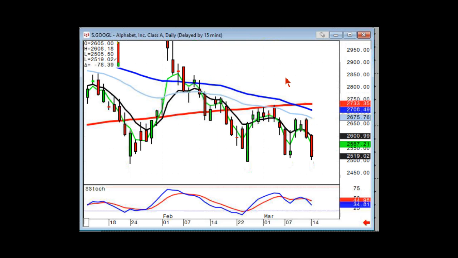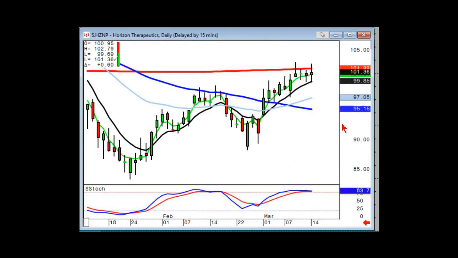I'll find some more here as we go along. So this is what we're going to show as the probability factor. When you see a kicker signal, that's usually going to create a very strong price move, our HZNP.